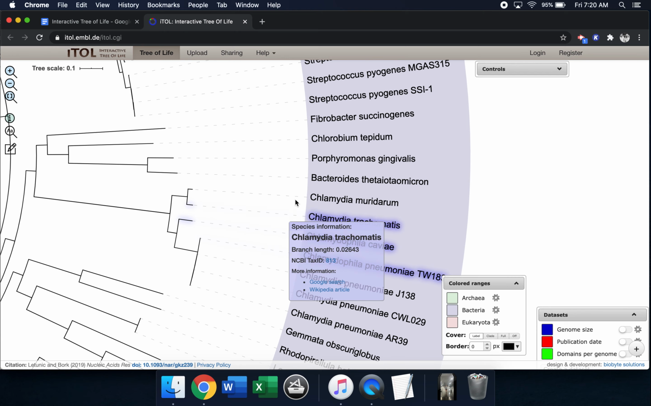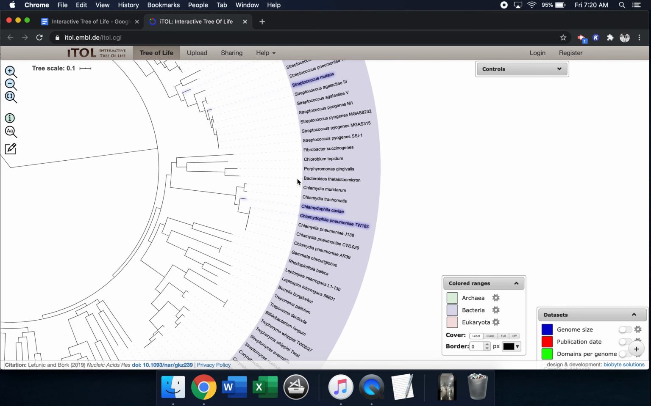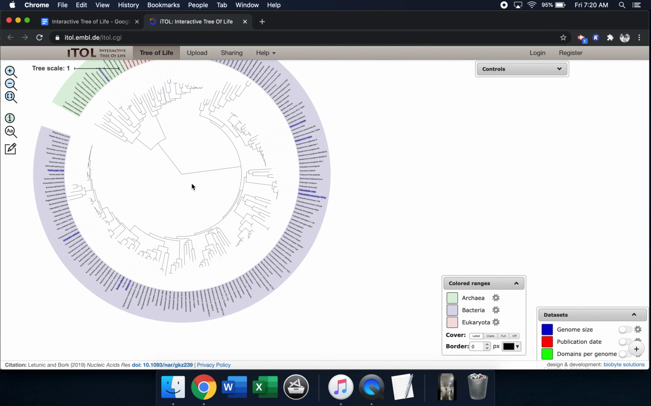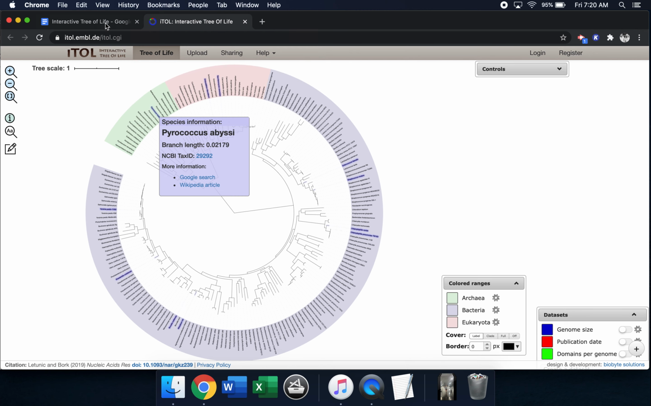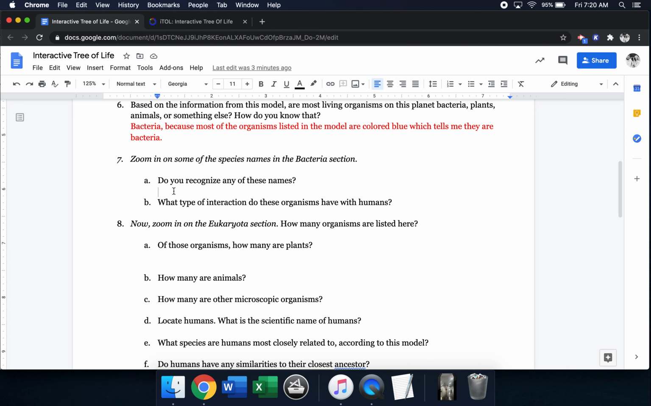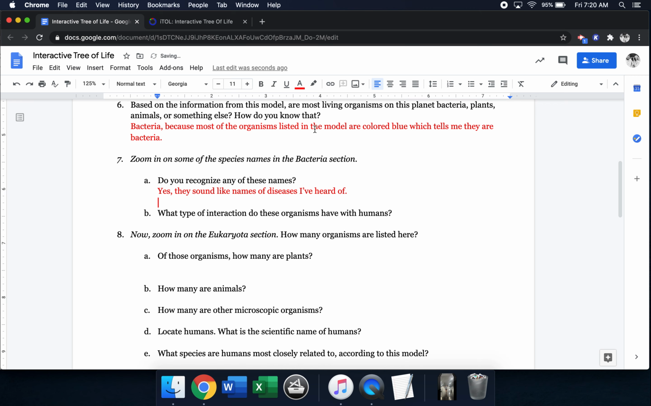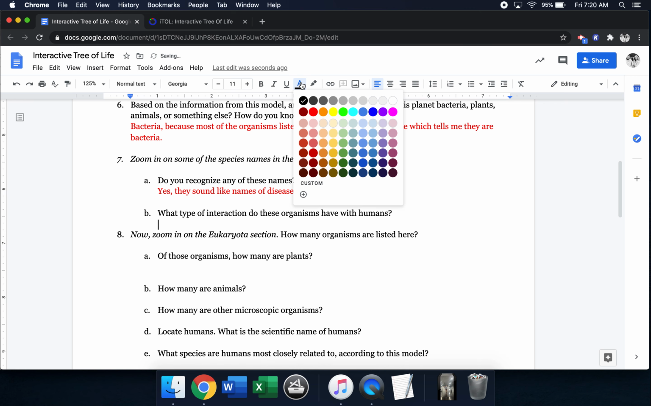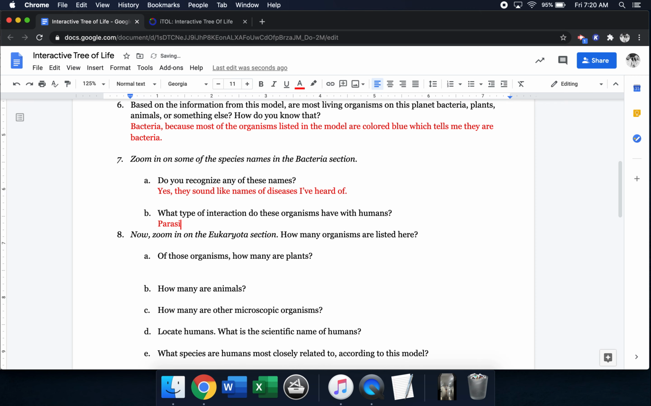All right, so I think we've got our trend. To me, it sounds like the names that I recognize in the bacteria section are diseases. So yes, I recognize these names. They sound like names of diseases I've heard of. And then what type of interaction do they have with humans? Well, clearly a parasitic one, because they make us sick.